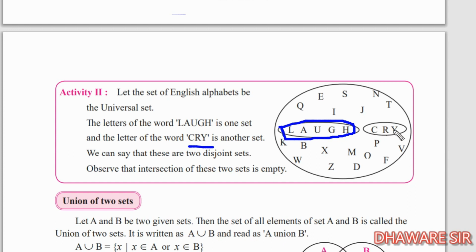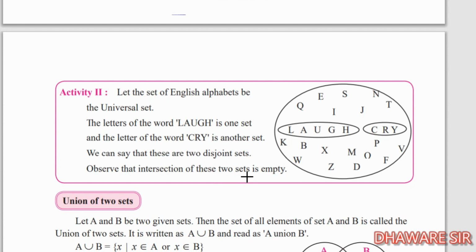So they have been given another set also, C-R-Y. So there are two sets, but what we have seen here is that there is no common element in the laugh and the cry sets. So they are disjoint sets. We can say that these are two disjoint sets. The first is laugh and the second is cry, they are disjoint sets because they have no common element in both sets. Observe the intersection of these two sets is empty.